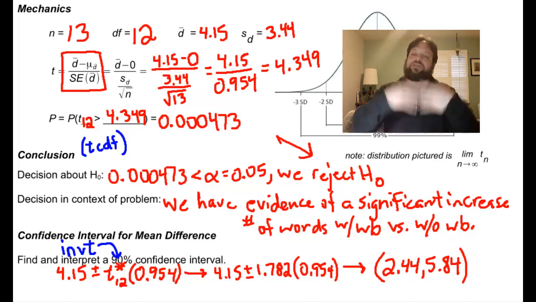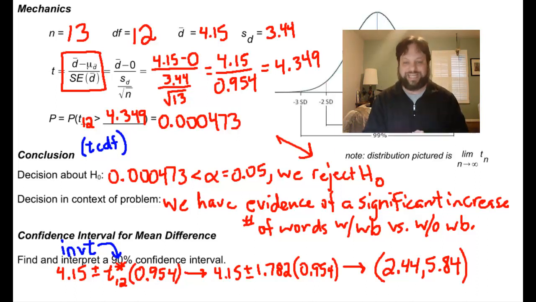And then, of course, just to build on that, we said, well, how big is that difference? And that's what we found here with our confidence interval. The true difference between words with the word bank and without the word bank is captured somewhere between 2.4 and 5.8. So, most of the problems that we're going to do are of this variety. Of course, they can always throw different things at you. But we have some homework problems, and we'll take a look at a few previously used AP free response questions dealing with a one sample t-test for the mean of differences.